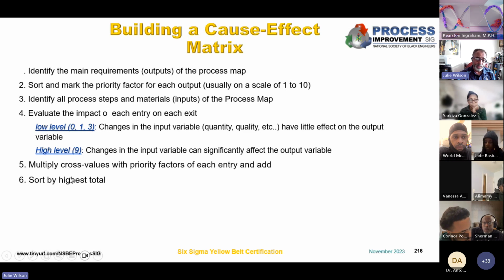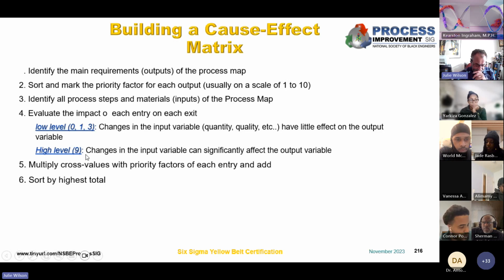And the way in which we want to quantify the relationship between the input and the output is by saying that either it has little to no impact, small impact, a medium level impact, or a high level impact. So for low level impacts, we want to rate things on a scale of say 0, 1, and 3. And a high level impact, we want to give it a score of 9.